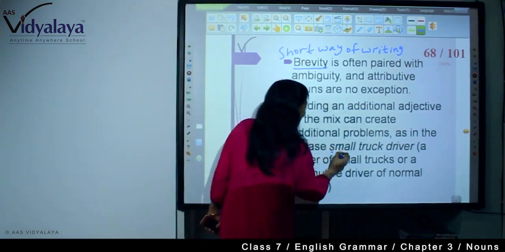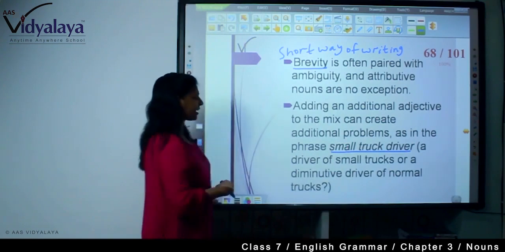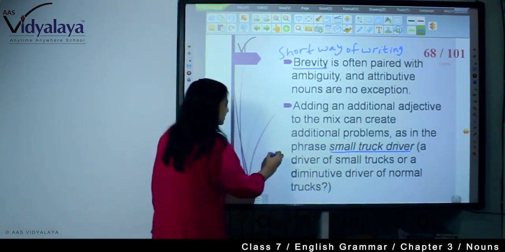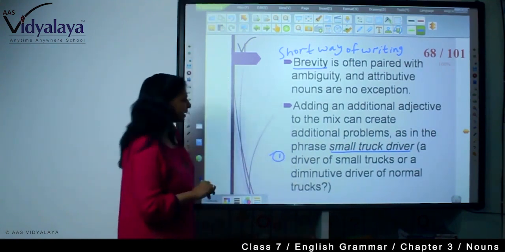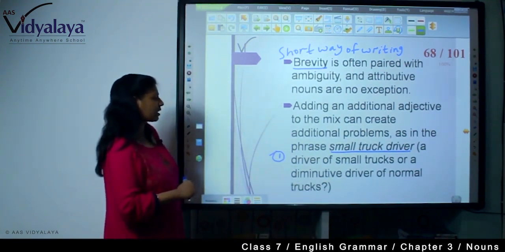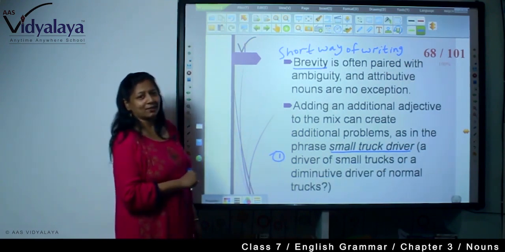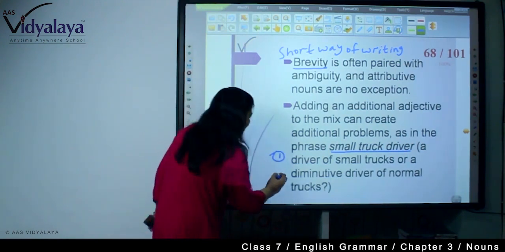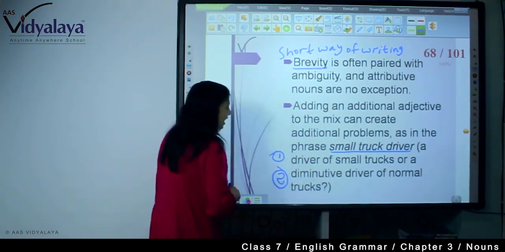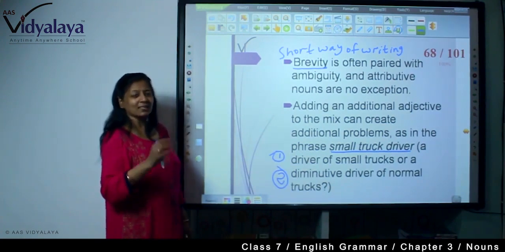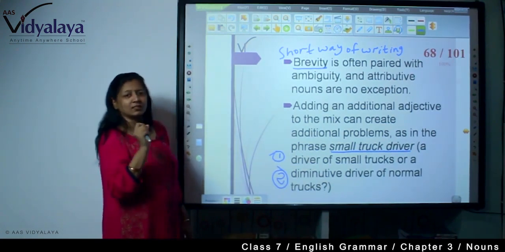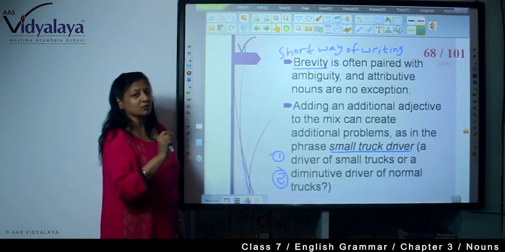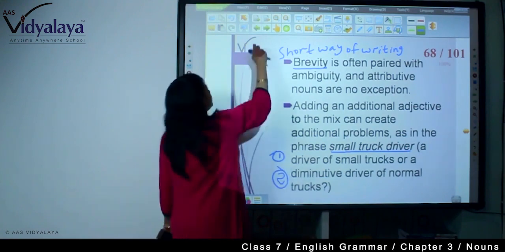For example, there is the phrase "small truck driver." What does it mean? A driver of small trucks. This is the first meaning. And what is the second meaning? A diminutive driver of normal trucks. That means this is the second meaning. If you are not clear with the meaning, the phrase can be misunderstood. So this is why you should not always use attributive nouns.